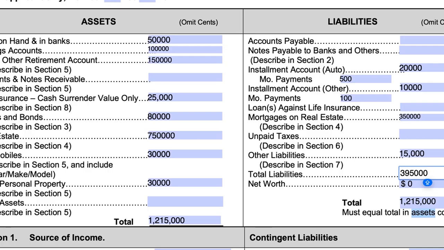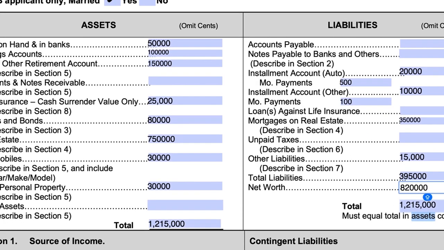Now, in order to figure that out, you got to take your assets and subtract it by your liabilities. Let's do that. Okay. And I think that number is 820,000. So my net worth is 820,000 with this example here. Now, every time you do this, you'll know your numbers are correct because your total liabilities and your net worth should add up to the total assets, which is 1.215. Okay. So this is exactly how you fill out the first part of a personal financial statement.